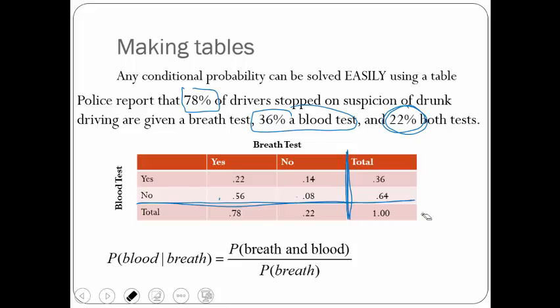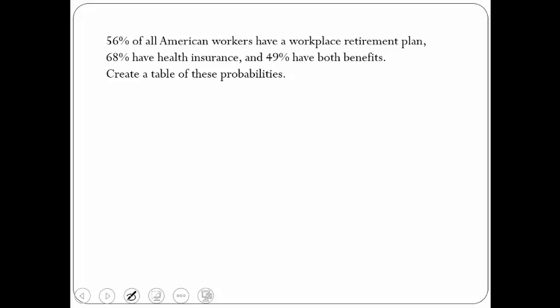If we wanted to do a conditional probability, what's the probability of blood given a breath test? So if they've been given a breath test, what's the probability they also get a blood test? Well, now we just go straight to the table, breath and blood. Well, that'd be yes and yes, right? That's the probability of both. So that's 22%. And then over the probability of a breath test. So the total for breath test is 0.78. So 0.22 divided by 0.78 is 0.282.